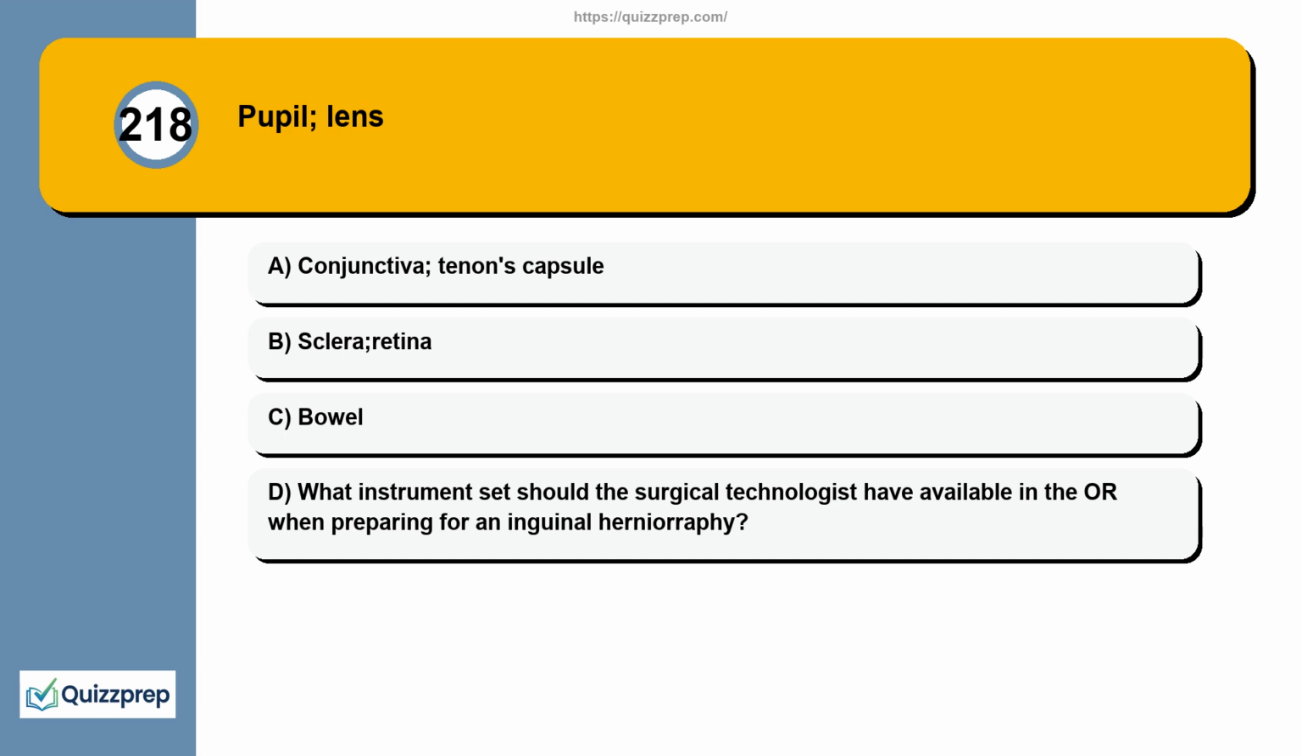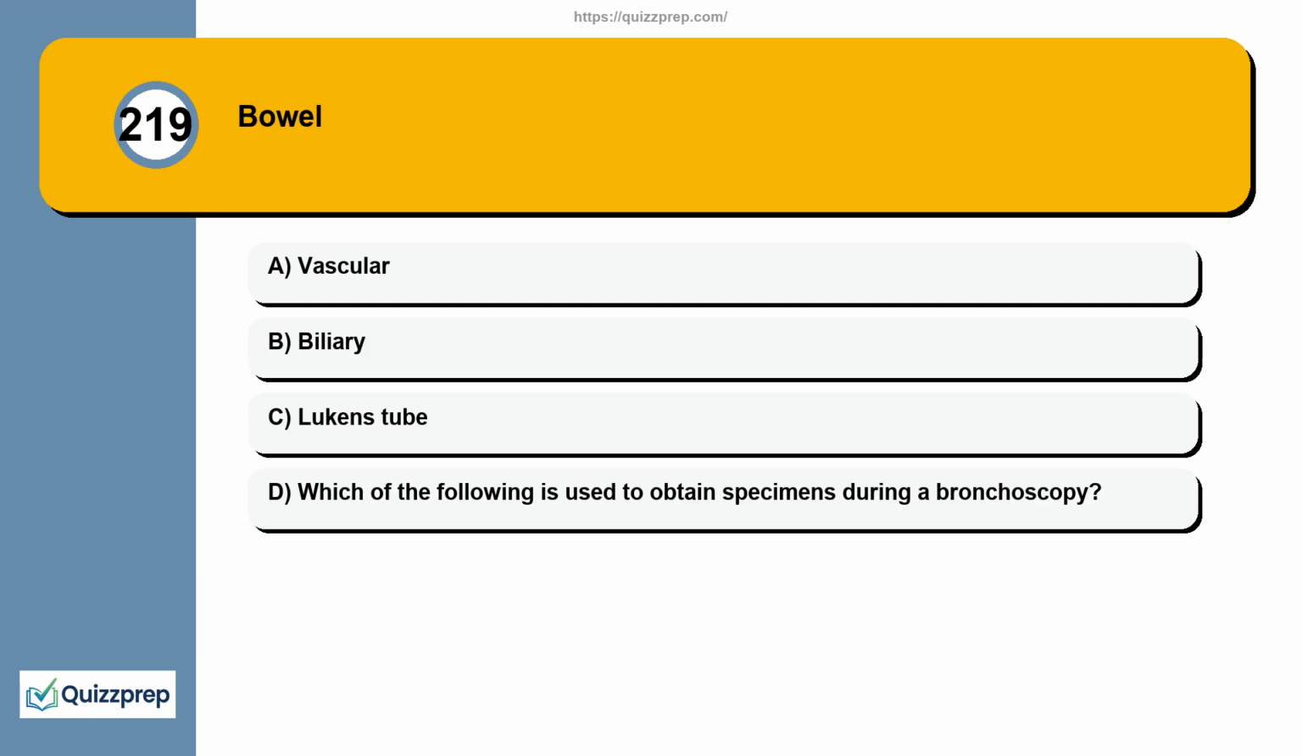The correct answer is option N/A. Question 219: Bowel, option A; vascular, option B; biliary, option C; Luken's tube, option D. Which of the following is used to obtain specimens during a bronchoscopy?